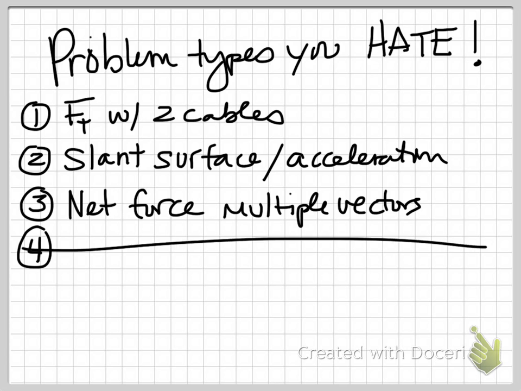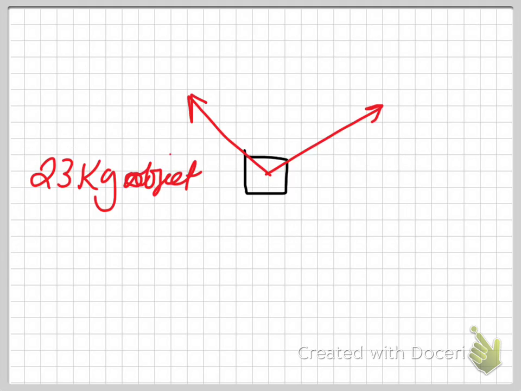Good. Okay, so we're now going to pause this. We're going to break Alexis's stuff, and then we're going to come back. Okay, so we got a 23 kilogram object hung on 2 cables. Let's say these cables make a 38-degree angle with the ceiling, and we want to know the force of tension in each cable.